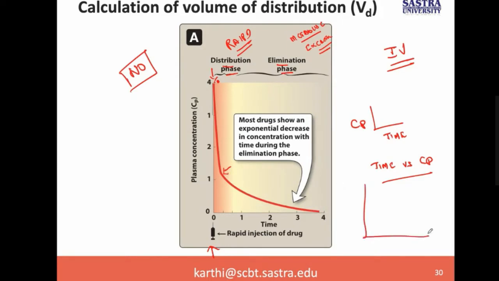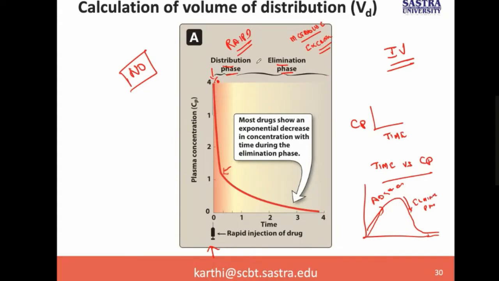I hope you remember the graph for the oral absorption. An oral drug molecule will look something like this. So this is the absorption and distribution, and this is the elimination phase.